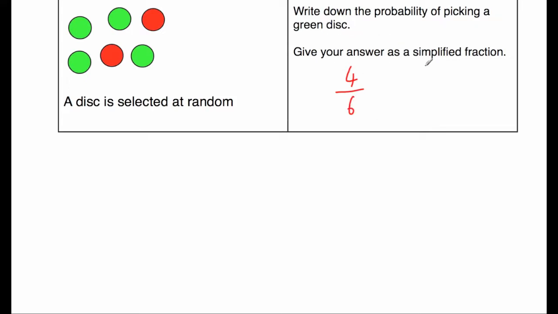But the question says give your answer as a simplified fraction. So let's cancel down 4/6. So we can divide both of these by 2 to get 2/3. So the probability of choosing a green disc at random here would be 2/3.